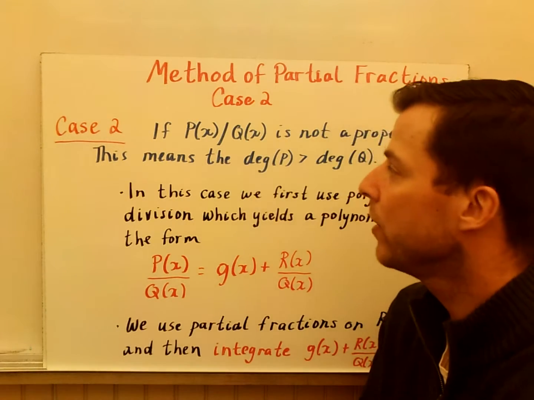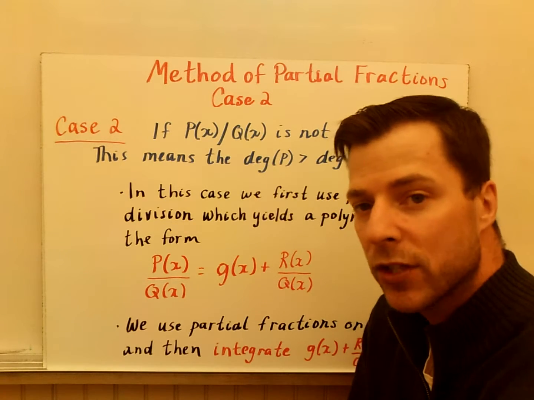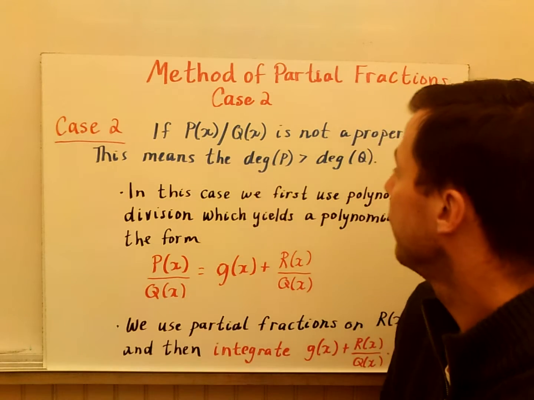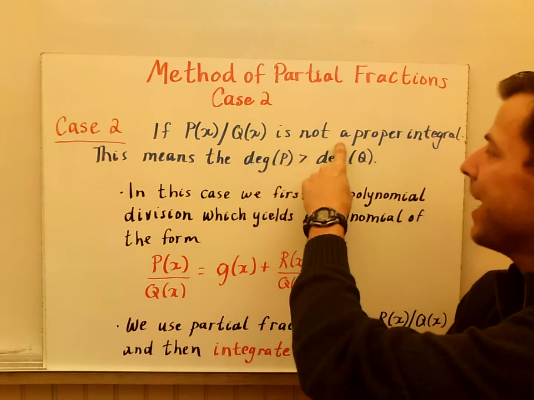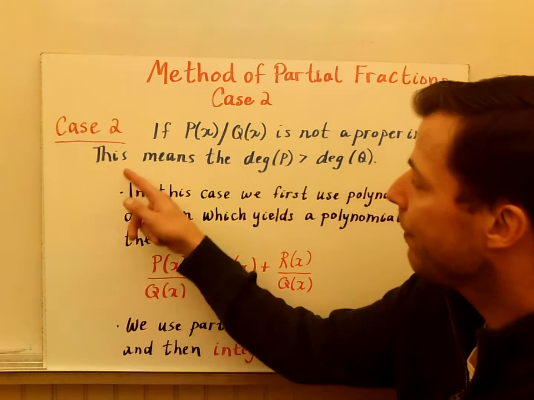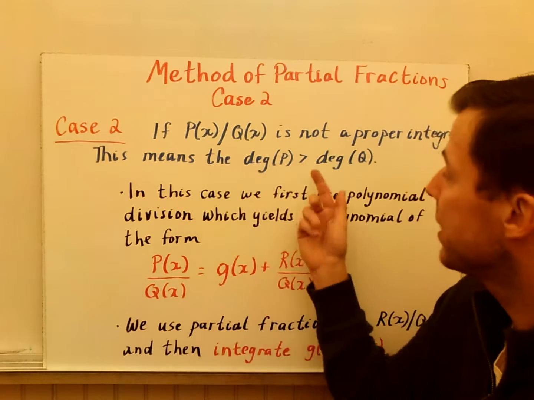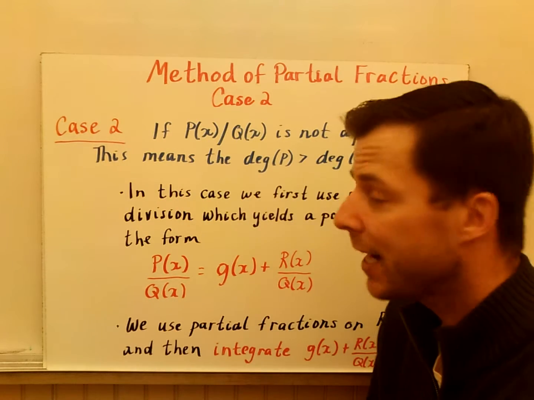So we already talked about when the rational function P(x) over Q(x) is proper, but what happens in case 2 if P(x) is not a proper integral? Well, what that means is that the degree of the numerator in this case is going to be larger than the degree of the denominator.